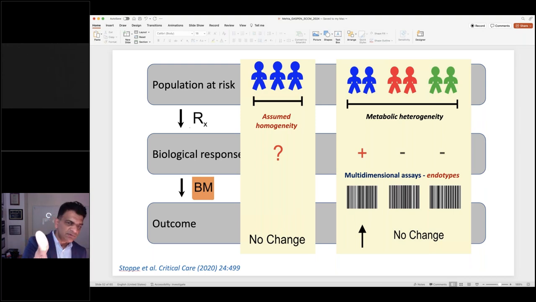What you see is you assume homogeneity, you don't necessarily get that biological response in everyone, and then you don't see a change. On the right is a new approach, a more nuanced approach where you have biomarkers or assays which translate patients into endotypes. There are three different types here in this illustration. So yes, some of the patients are indeed blue, who do have that biological response to your therapy and therefore have improved outcomes. But then you have the others who do not, and therefore there is no change. And if I mix all of them together, I will continue to get negative trials.